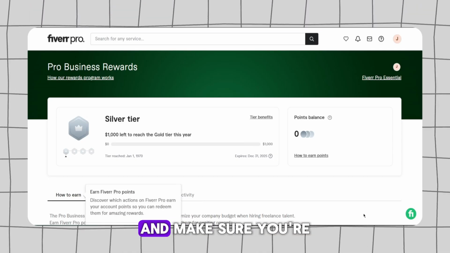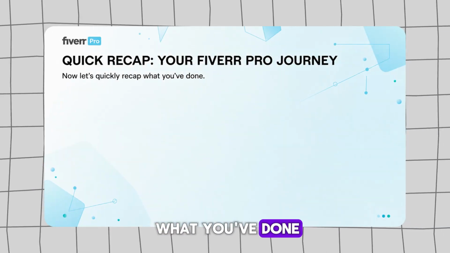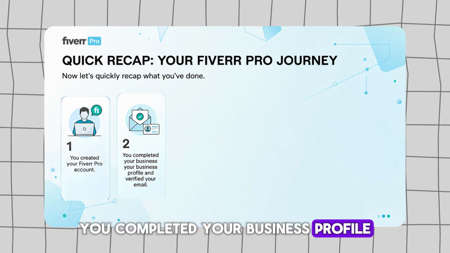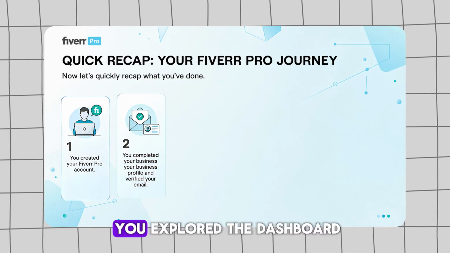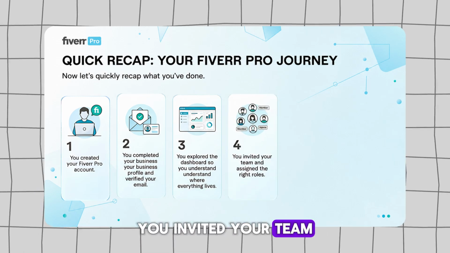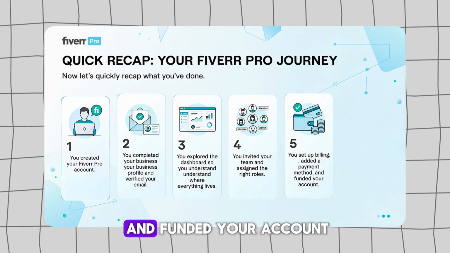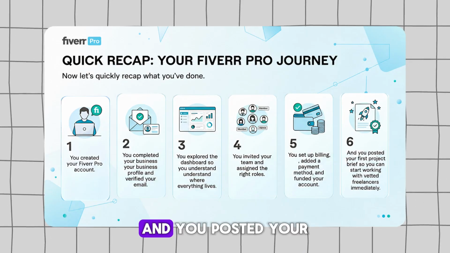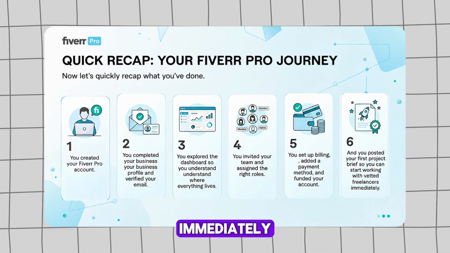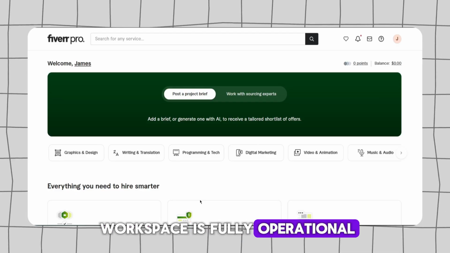Now let's wrap this up and make sure you're clear on what you've just set up. A quick recap on what you've done. You created your Fiverr Pro account, you completed your business profile and verified your email. You explored the dashboard so you understand where everything lives. You invited your team and assigned the right roles. You set up billing, added a payment method, and funded your account. And you posted your first project brief so you can start working with vetted freelancers immediately. At this point, your Fiverr Pro workspace is fully operational.